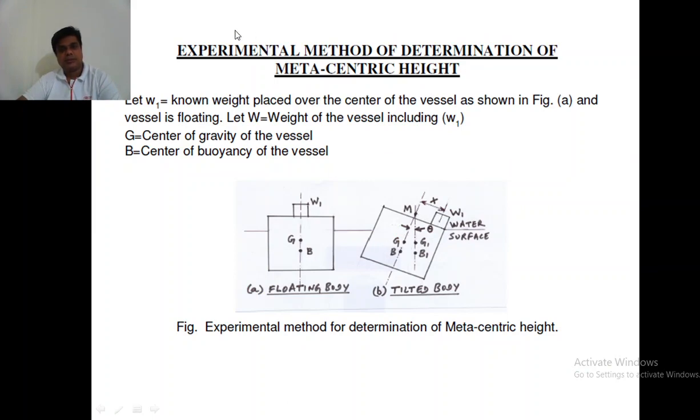In the last session we looked at the analytical method derivation, where the second moment of area was considered with respect to the longitudinal axis of the object. So here we have the experimental method, so that we can find out the metacentric height.